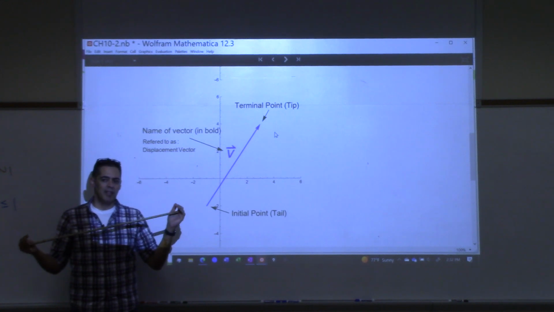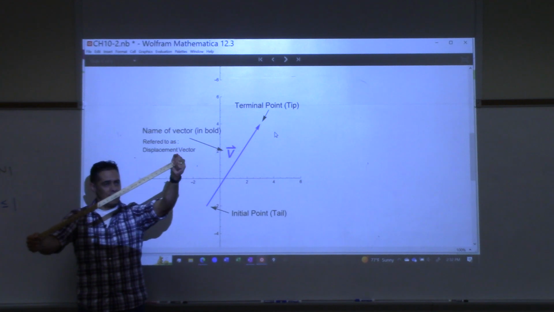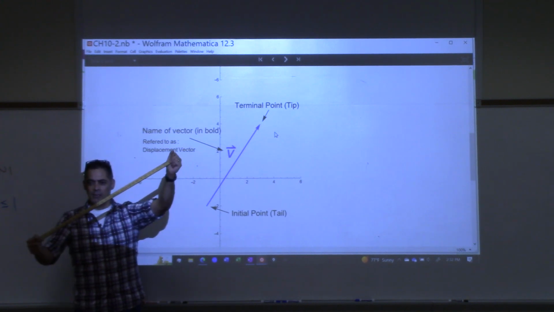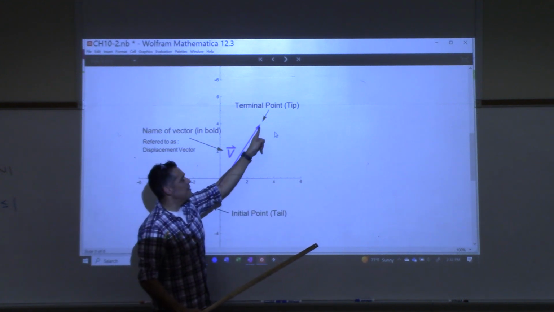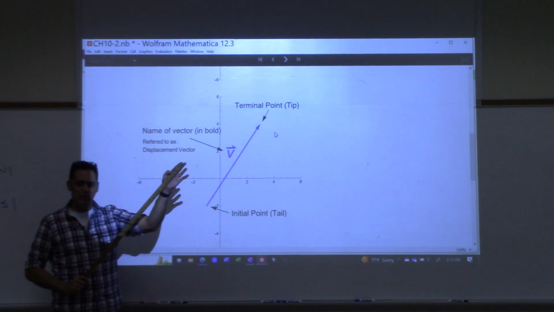What's the difference between a line segment, that connects 2 points together, and a vector? One has direction. The arrow here does not imply that the vector continues. The arrow only gives you an orientation for direction.